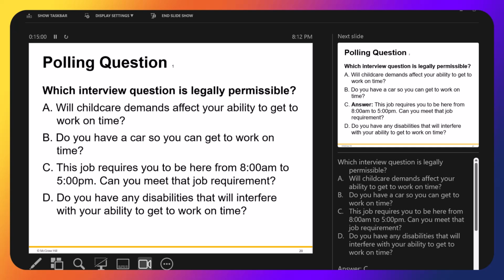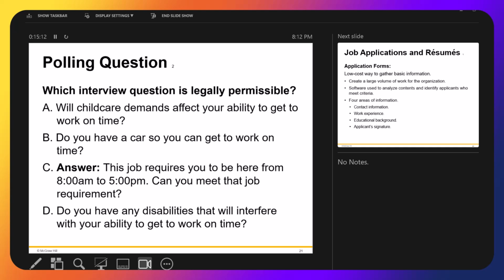Polling question. Which interview question is legally permissible? I'll let you take a look at that. Pause and take a look at that. Did you get it right? Here's your answer.